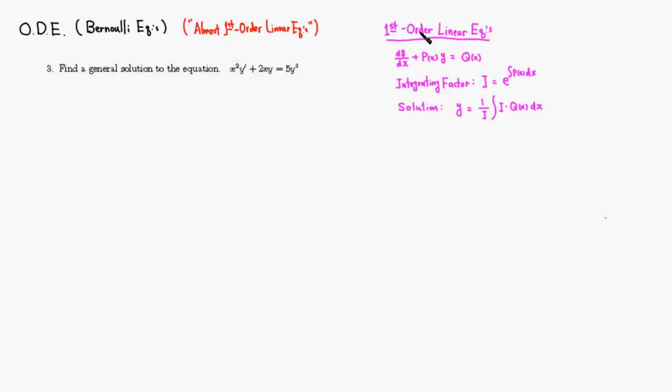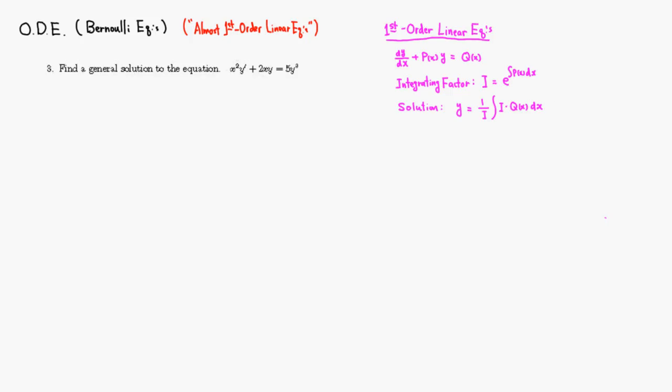Right, so if it's a first order linear equation, the form is dy over dx plus some function of x times y is equal to some function of x on the right. Then we can use the integrating factor, which is I equals e to the integral of p of x dx, and the solution is 1 over I times the integral of I times the right hand side with respect to x. Alright, so let's look at this one.